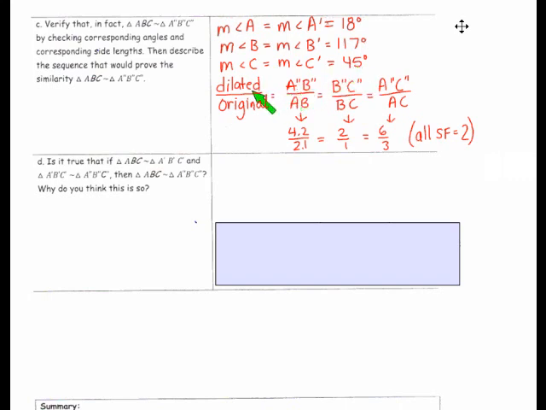Regarding the scale factor, remember it's the dilated length divided by the original length. So here are my corresponding sides for the 3 sides of the triangle, and here are their numbers, and they all have a scale factor of 2. So I have verified that in fact these triangles are similar. Then describe the sequence that would prove similarity for A, B, C similar to A double prime, B double prime, C double prime. Pause the video and do the description if you have not done it already.